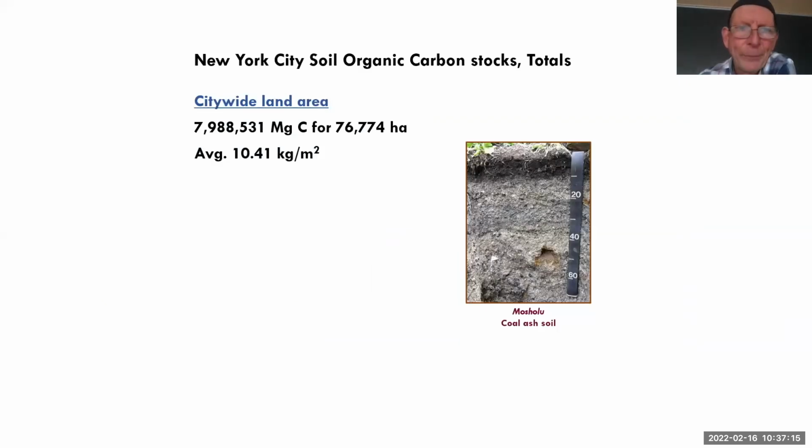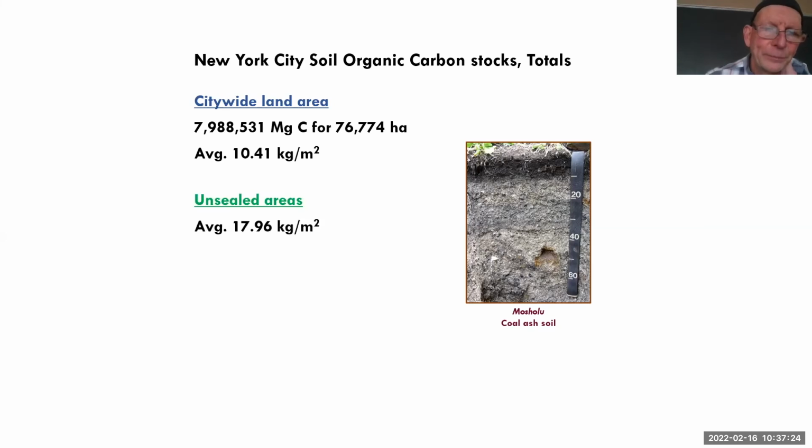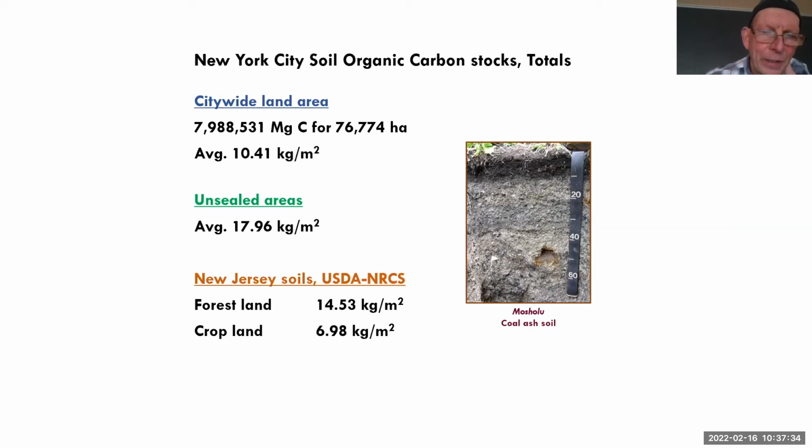Okay, so here's the totals. The average for the city was 10.41 kilograms per square meter. If you were to calculate an average, excluding all those sealed areas, excluding the pavement and buildings, it would be 17.96. And those are pretty good values.